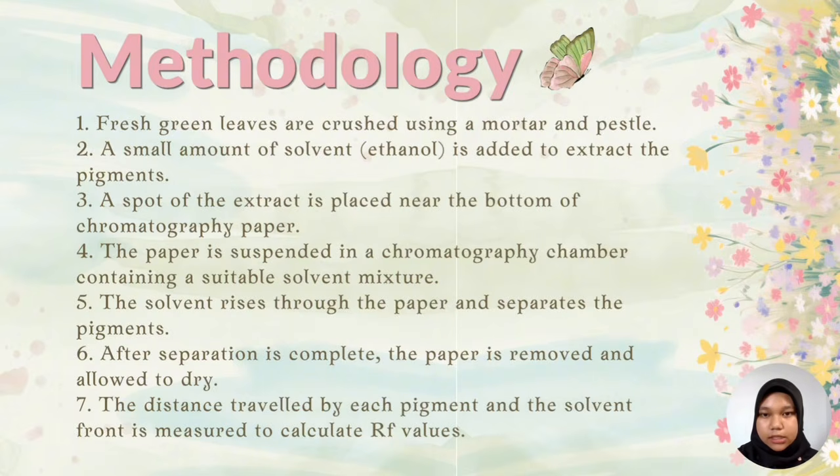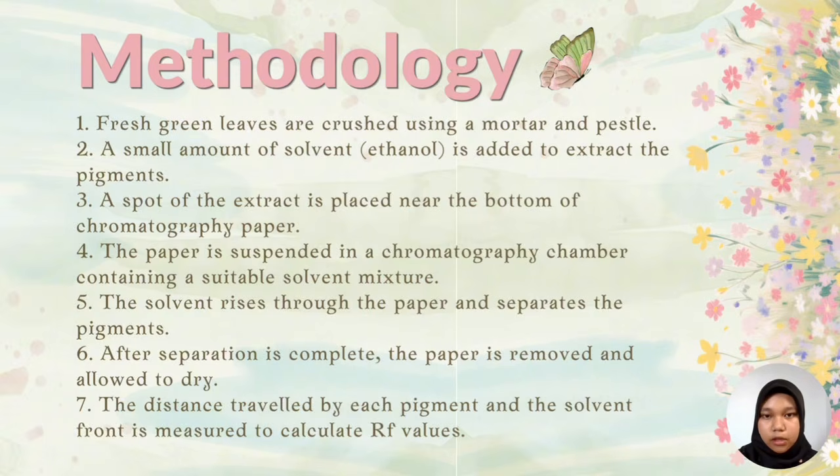1. Fresh green leaves are crushed using a mortar and pestle. 2. A small amount of solvent, ethanol, is added to extract the pigments. 3. A spot of the extract is placed near the bottom of the chromatography paper. 4. The paper is suspended in a chromatography chamber containing a suitable solvent mixture.